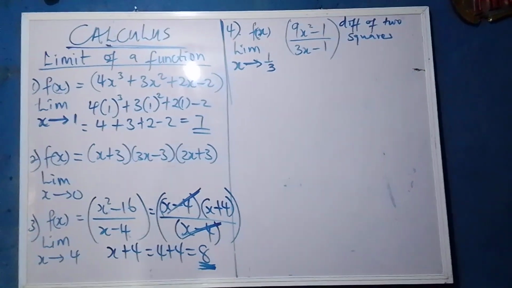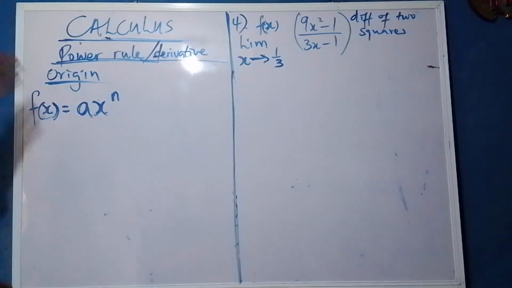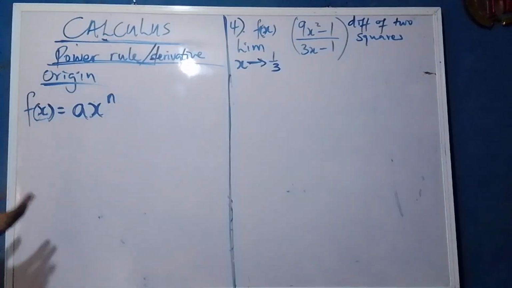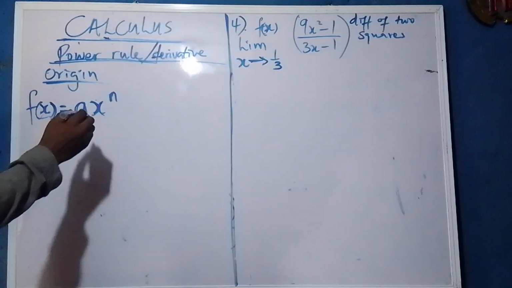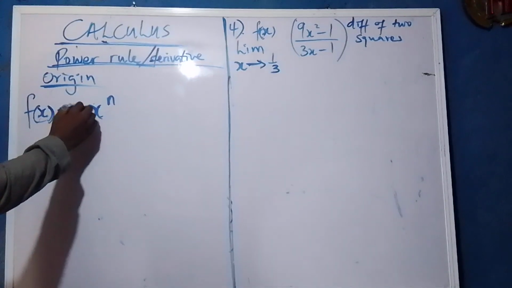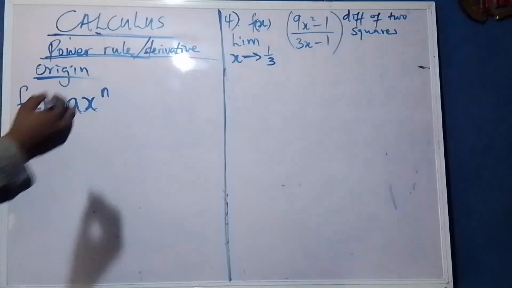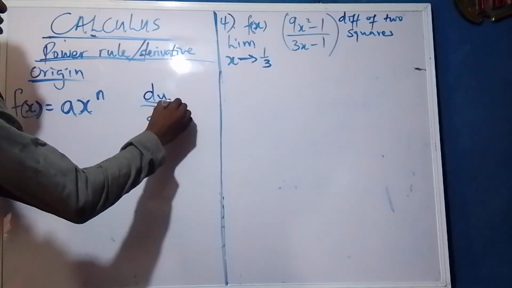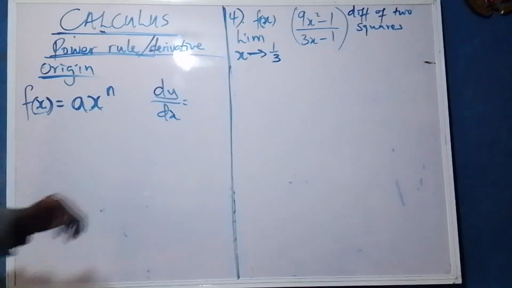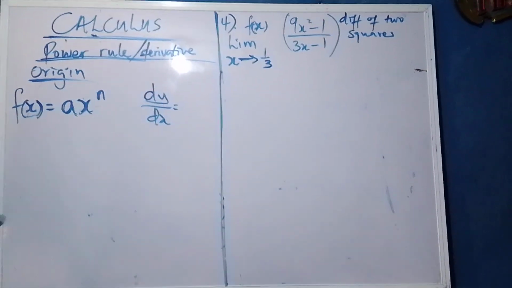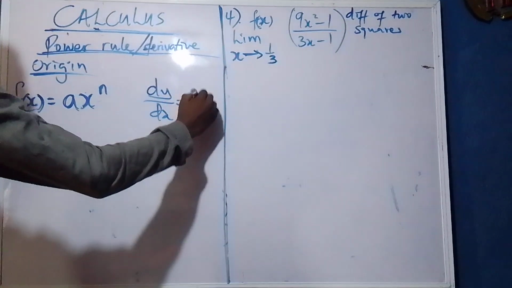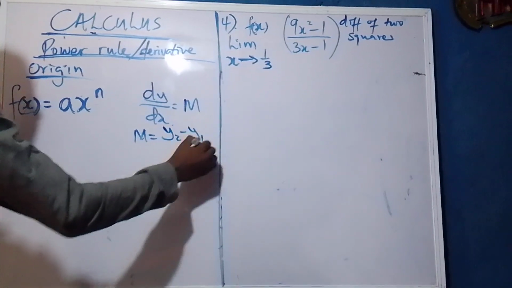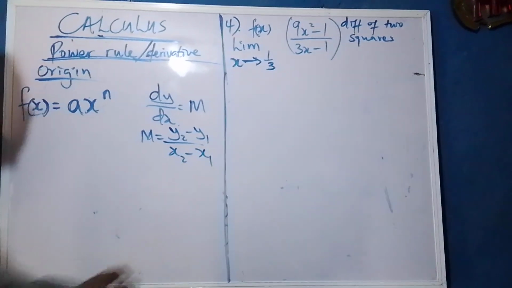Do you understand? So guys, this is power rule, which is also known as the derivative origin. That is what made differential calculus to be originated. So now in this part of it, if we have f of x to be ax to the power of n, now you will hear a common statement such as dy over dx. So this statement means change in x over change in y, just like you have it in your slope, where your m is equivalent to change in y, that is y2 minus y1 over x2 minus x1.